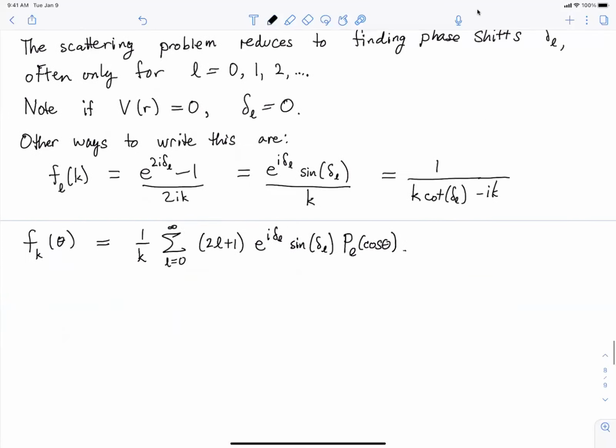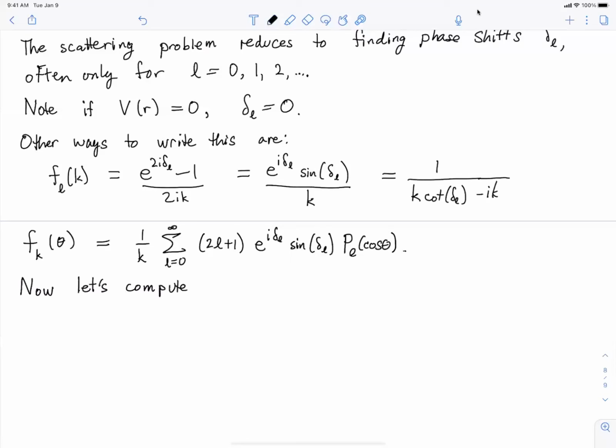So if that's our scattering amplitude, now we can compute the total cross-section, because we just take that thing and square it. So let's compute the total cross-section in terms of the delta_l's. So the strategy is, if I were to give you some potential, you would somehow, and we'll talk next time about how to do it, compute the delta_l's and then plug them into the formula, and out would come the answer.